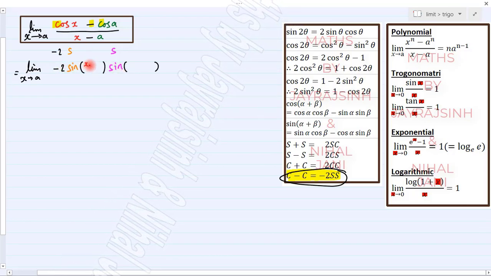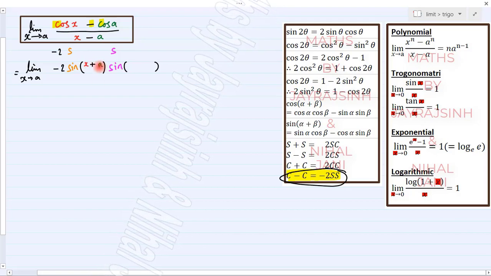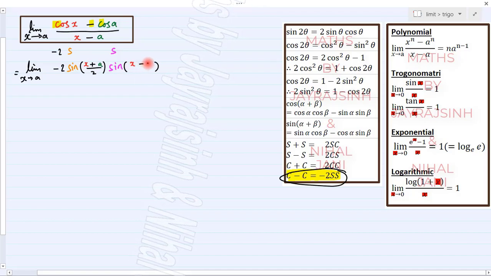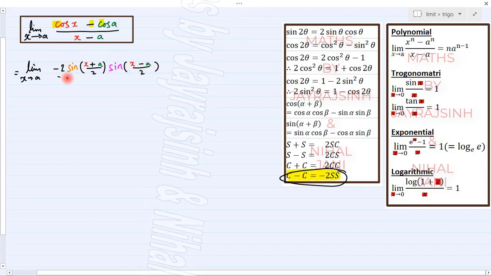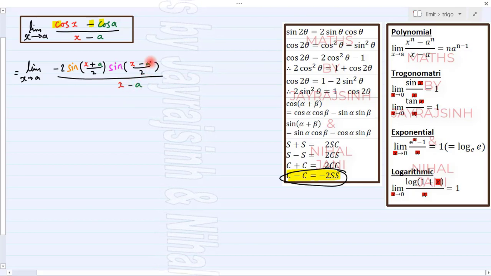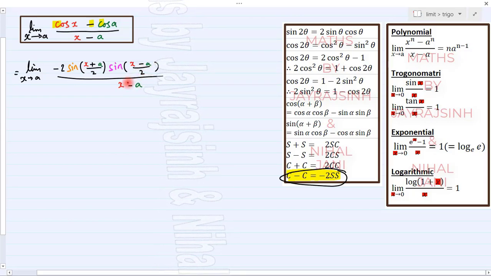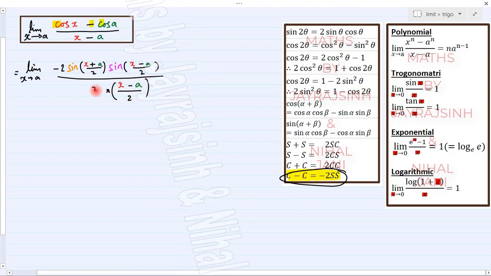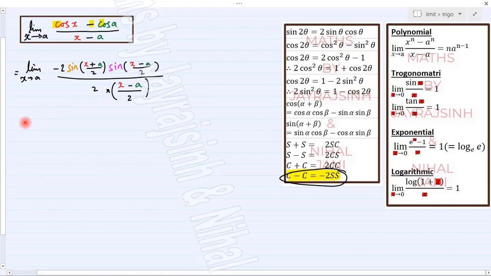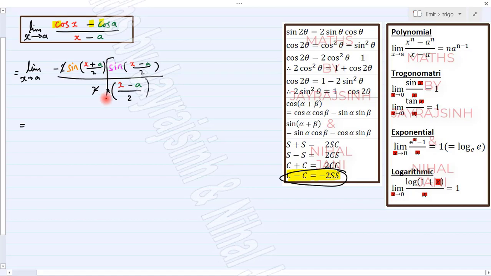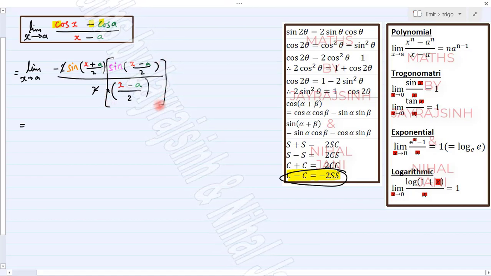In the first angle, we have to take the summation of the angles by 2, and in the second, we have to take the difference of the angles by 2, upon x minus a. Now we already have sin (x minus a) upon 2, so we just need (x minus a) by 2. So let's multiply and divide by 2.